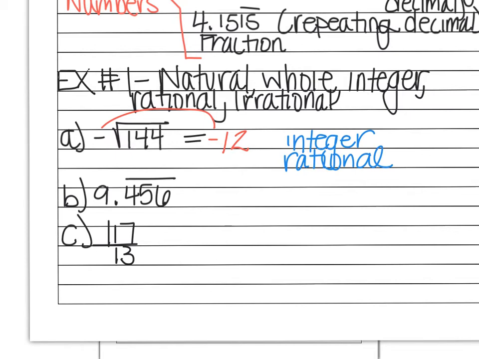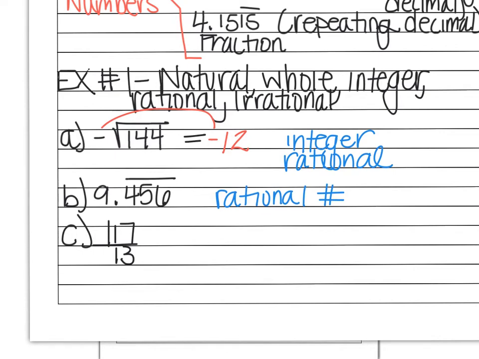Here we have, for B, a repeating decimal, so we know right away that this is a rational number. It can't be an integer because, again, it has that repeating decimal, and it can't be a whole number, and it cannot be a natural number because of that repeating decimal.